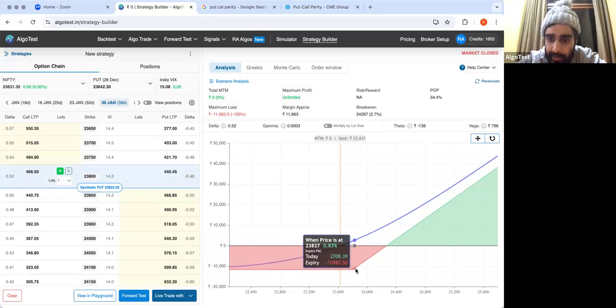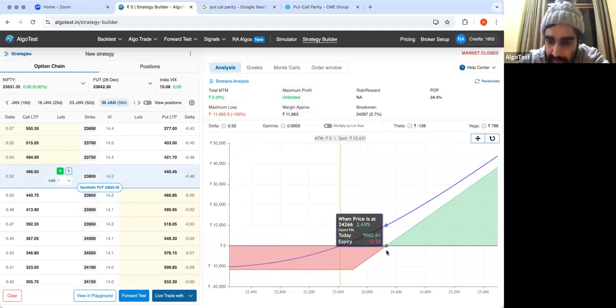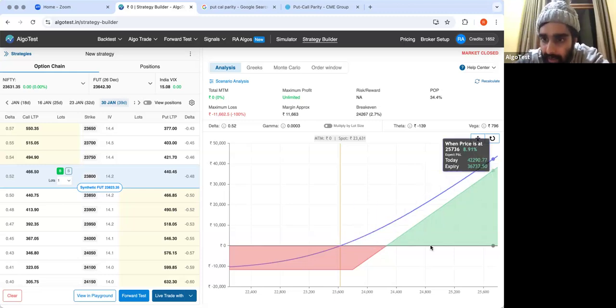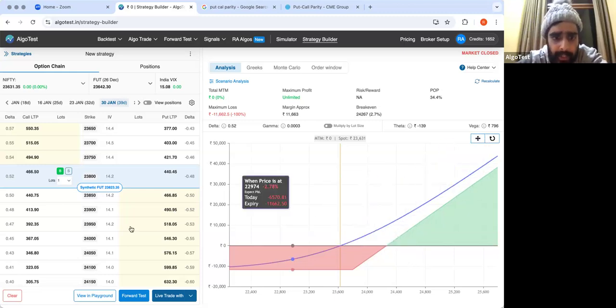And then for every 1 rupee increase in the stock price beyond 23,800, I make essentially the lot size in rupees, right? So for every 1 rupee move, I'm making 25 rupees here until I reach this guy, which is my break-even point. And after that, it's unlimited profit, right? So everybody knows this is what the payoff of a call looks like.